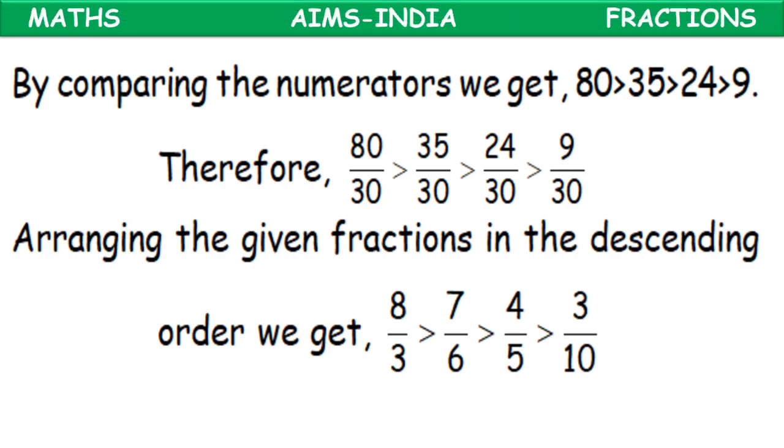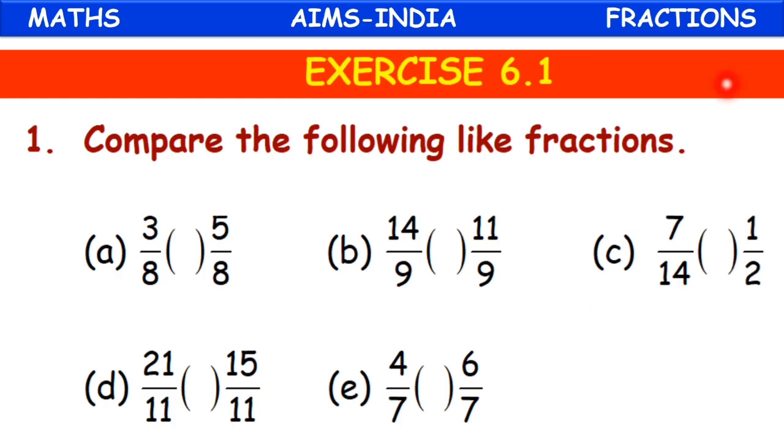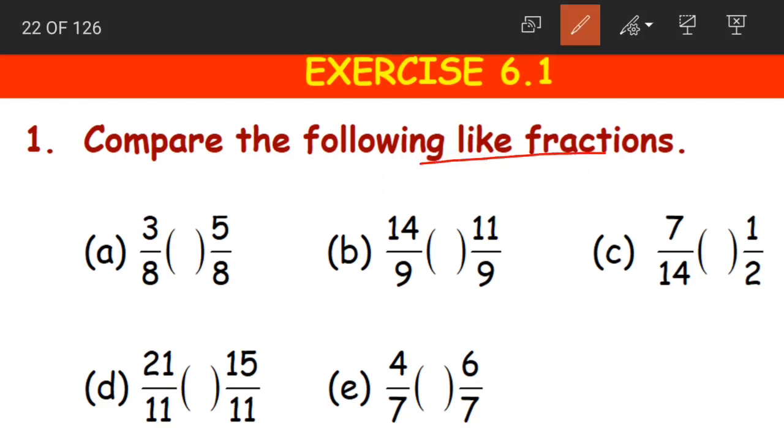Comparison of like and unlike fractions. Now let us do an exercise on this. Yes, so compare the following like fractions. Now comparison of like fractions is easy, right? As they have the same denominator, we'll just go with comparing the numerators. Here 3 is less than 5. So 3 by 8 is less than 5 by 8. Yes children. Next, question B. 14 by 9 and 11 by 9. Now again denominators are same, so comparing the numerators, 14 is greater than 11. So 14 by 9 is greater than 11 by 9.